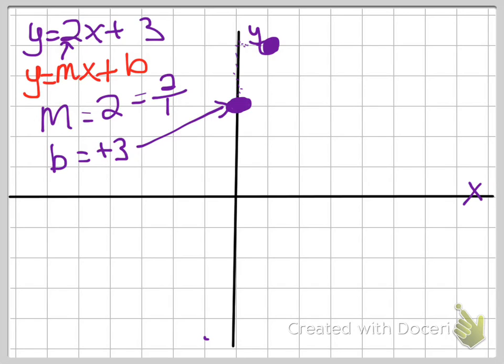Once I do that, I can plot another point. Okay? Once I have 2 points, you're okay to draw a line through those 2 points. I'm trying to draw a line through those 2 points. I can't make it look pretty, so I'm just going to make it look sloppy. And there you have it. So we just graphed our first line just by identifying the slope and the y-intercept.